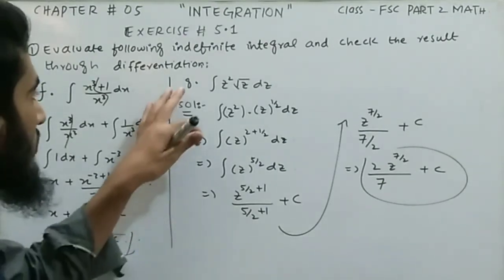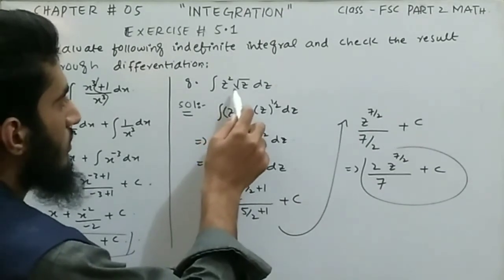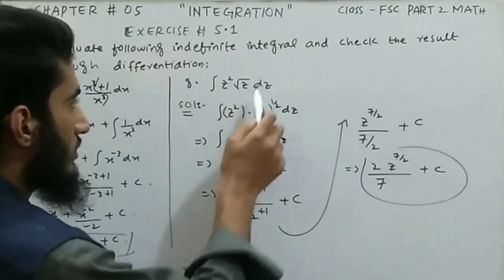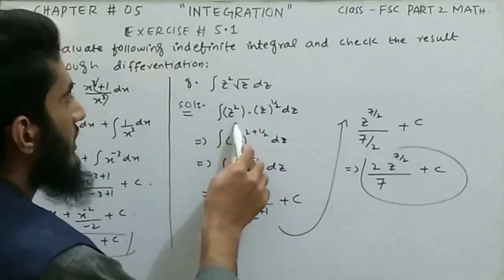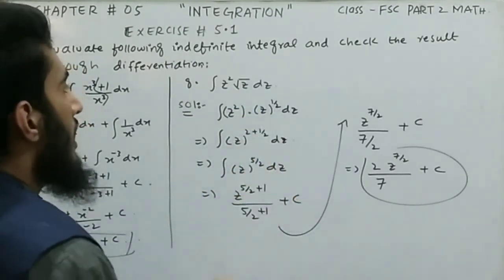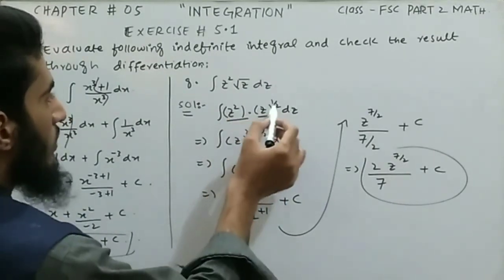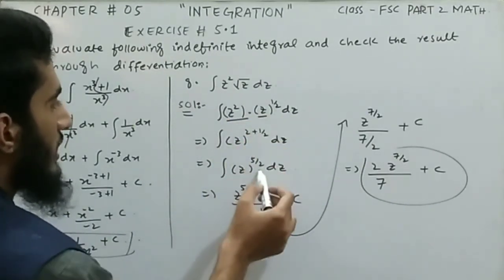Move to the last part of today's lecture and the last part of question number 1, part number G. The integral of z^2 times the square root of z dz. So z^2 will come down as it is, and the square root of z can be written as z^(1/2) dz. Now the bases are the same, which is z, so the powers will be added, which are 2 and 1/2. So 2 plus 1/2 gives us 5/2.